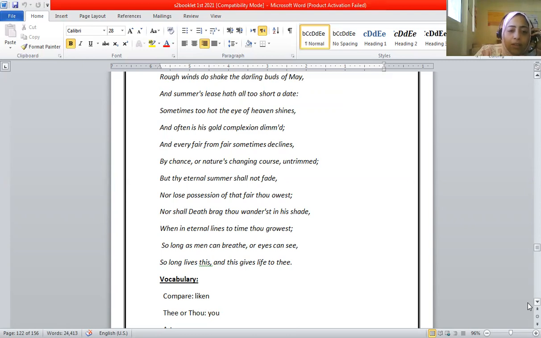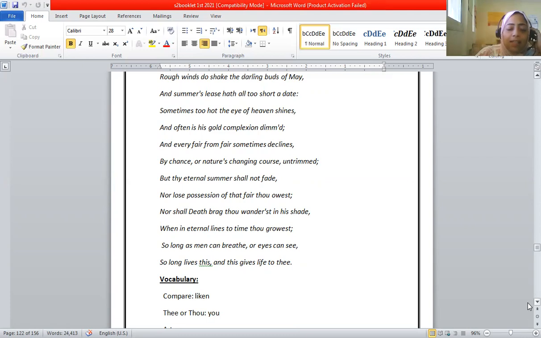When in eternal lines to time thou grow'st. Why? You always stay in my eternal lines, in my eternal poem. So you are in my poems. I'm talking about our love in lines, in the poems, so our love will be eternal. Your beauty will be eternal because you stay alive in my lines. He says that as long as I write about you, you will stay beautiful forever.